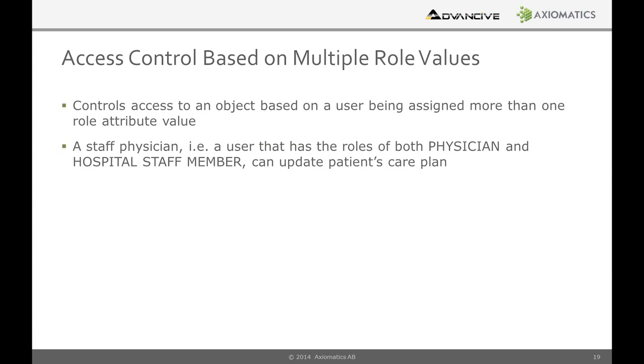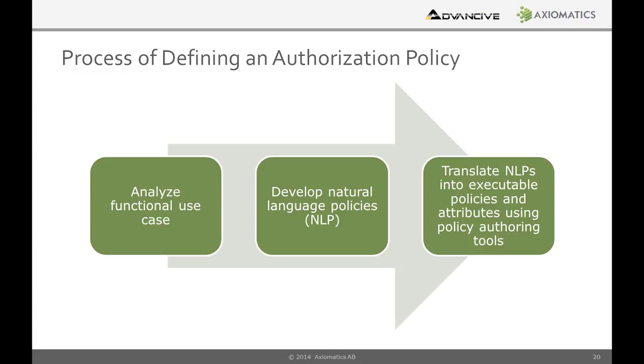Okay. So what is really the process of defining the authorization policy, right? Where do we start and how do we go about it? It usually involves three steps. Typically we want to analyze the functional use case, right? What are the requirements from the application? Analyze the use case, and really develop a natural language policy. Just express the authorization decision in plain English, so we can understand what exactly we need to enforce. And then translate those natural language policies into executable policies and attributes using some sort of policy authoring tools, so we can create, I'll say, an XACML policy.